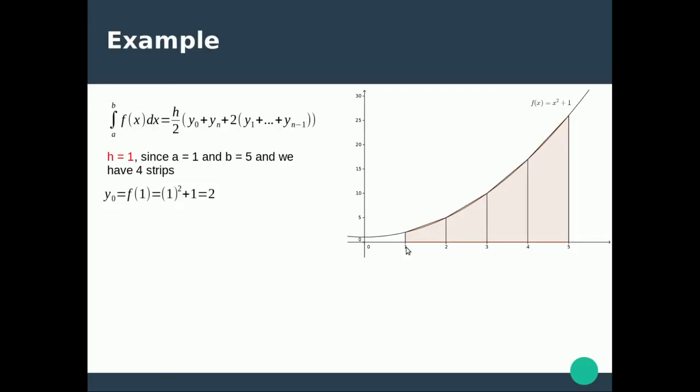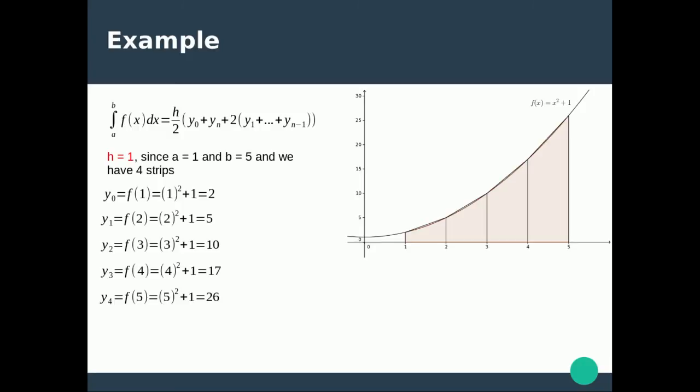y0 is the first value, and that's when x is 1, so we want f of 1, and we just substitute that into this formula and we get a height of 2. In the same way we get y1 is 5, y2 is 10, y3 is 17, and y4 is 26. Now as far as our formula is concerned, y0 is y0, yn is always the last value, so in this case it's y4, which is 26, and y1 to yn minus 1 are all these values in between.